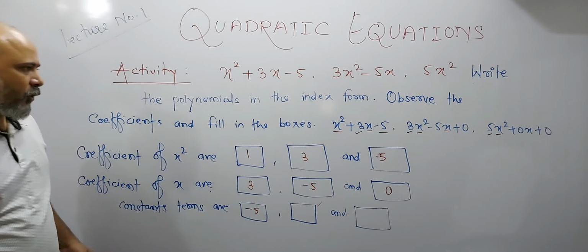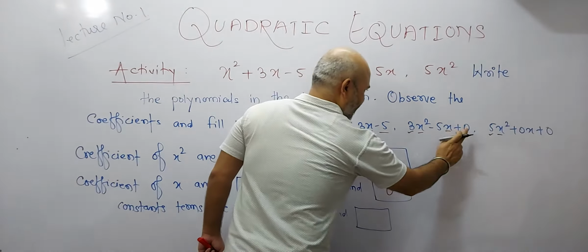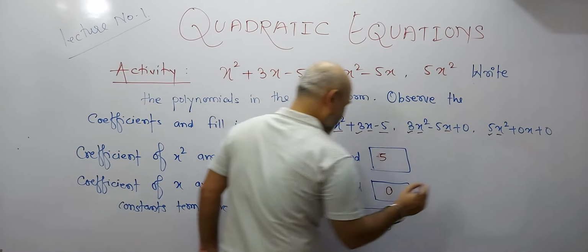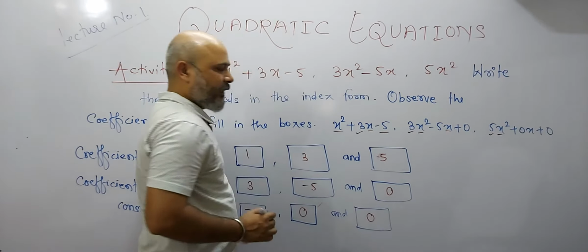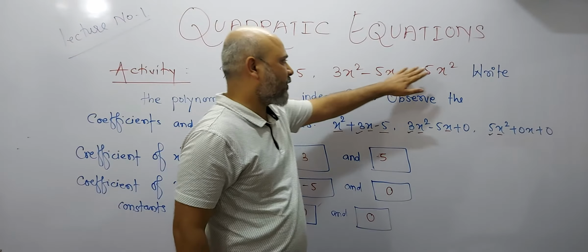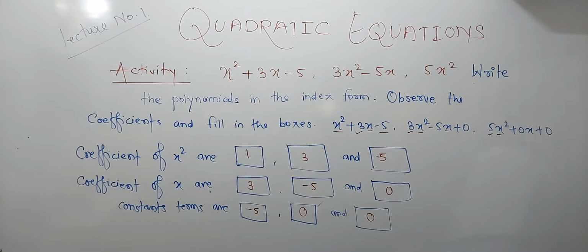So in the first polynomial, the constant term is minus 5, and in the second polynomial, it is 0. Similarly, in the third polynomial, the constant term is 0. It means that in the second and third polynomials, the value of the constant is 0. So this is the second activity, which is given on page number 31. Now we will learn activity number 3, which is given on page number 31 only.